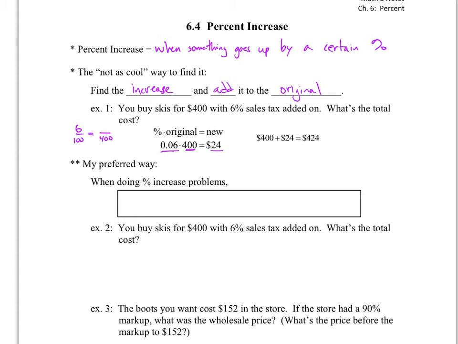Once you found what 6% is, well, we still have to buy the skis, right? So that's our buy the skis for 400 and then pay the 6% on to get our new amount. So it's like a two-step problem. It's like find the percent and then add it on. I kind of like to do it a different way, because it skips a step.